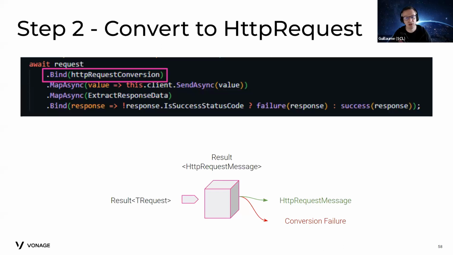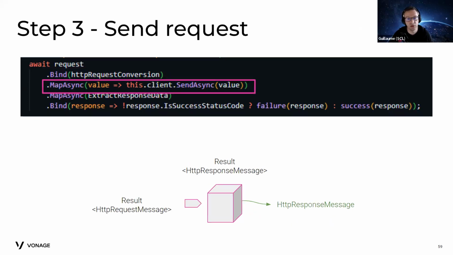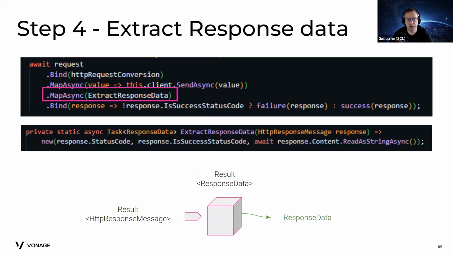But then, as you can see, the type of the monad is also changing again, right? Then I send it over a client, and I get a Result of HTTP response message. And after that, I need to extract some data from the response because I only care about three things: the status code that will be used for logging purposes, whether it's a success or a failure, and then the content of the response.